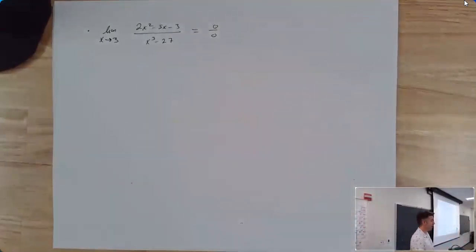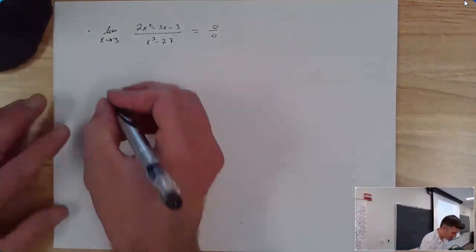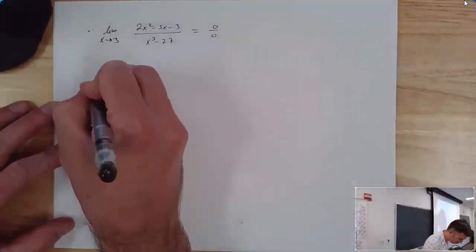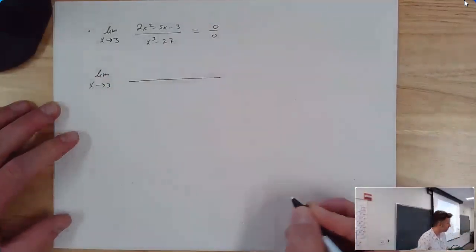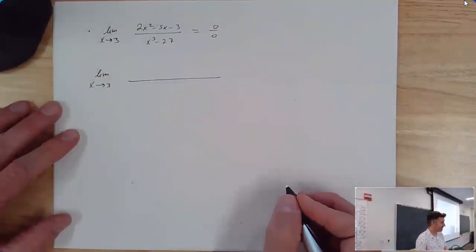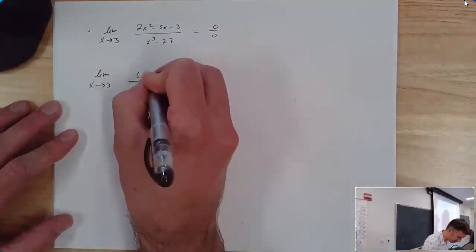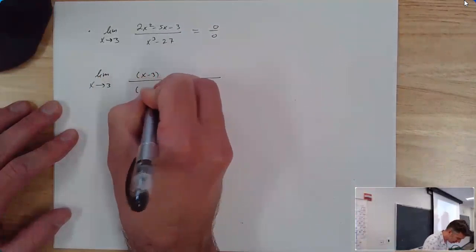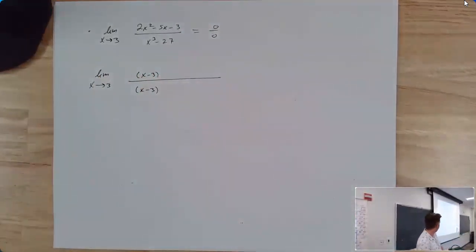You should check though, right? Because sometimes something can fool you. All right, so I plugged in 3, I got 0 over 0, meaning what should be my factors for sure on top and bottom? x minus 3. I definitely should have an x minus 3 on the top and an x minus 3 on the bottom. Okay, I need to fill in the rest.